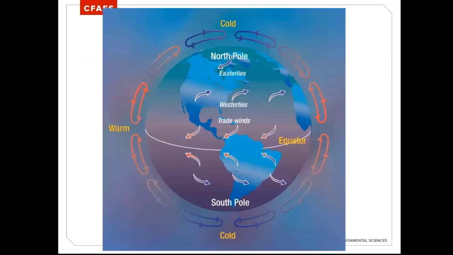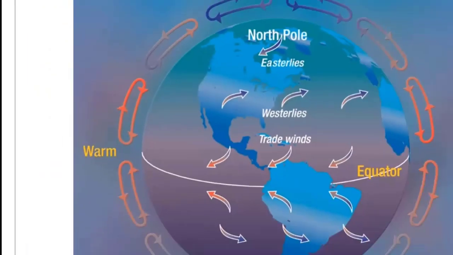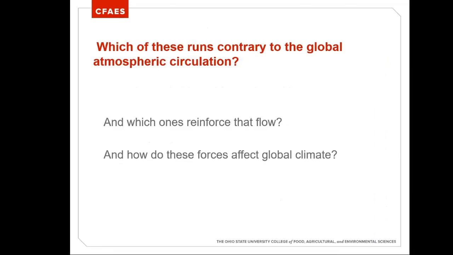Some of these go against the global circulation model, but a lot of them go with the circulation model. Let's see if we can find something that goes with the circulation model. If you look at California, let's say you're standing on a beach overlooking the Pacific Ocean in California or Oregon or something like that, and it warms up the land, the air rises, wind's going to rush in from the west. So that reinforces the flow out there. There are a lot of places where it reinforces the flow, but there are a lot of places where it runs contrary to the flow.